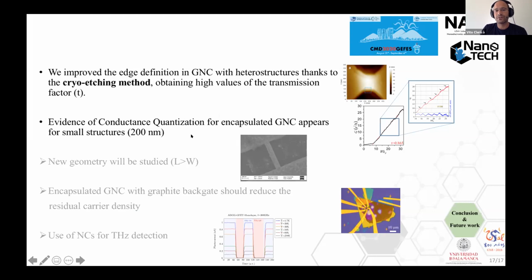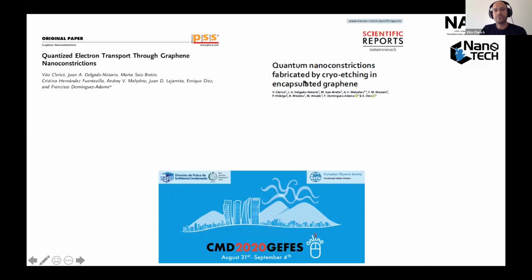a very small structure. For the future, we want to study different kinds of geometry, not only nanoconstrictions, but also nanoribbons, for example. We want to study nanoconstrictions with a graphite backgate, in which we expect to reduce the residual carrier density, and we want to use nanoconstrictions for detection also. Okay, these are the two papers related to this talk.